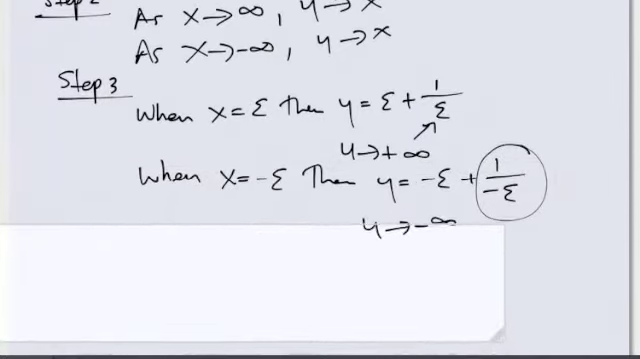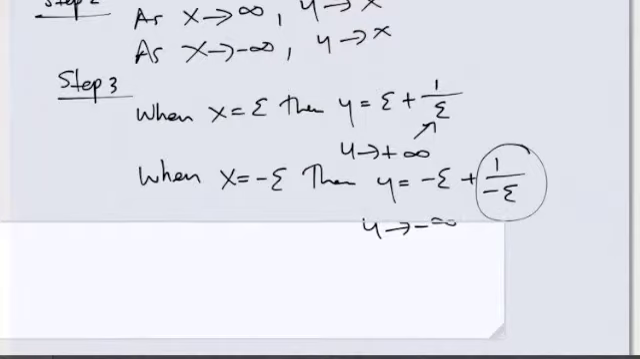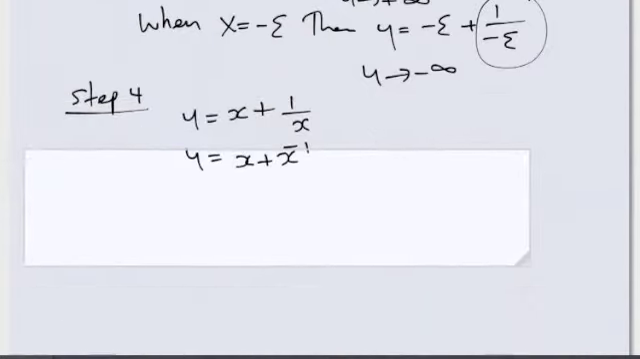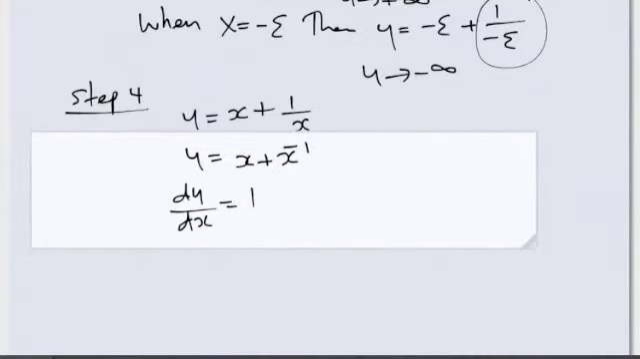So step 4, we need to determine stationary points. We have y equal to x plus 1 on x. We can write y in a more convenient form for differentiation by writing x plus x raised to the power minus 1. So let's differentiate y to obtain the stationary points. The derivative of x is 1. The derivative of x to the minus 1 is minus x raised to the power minus 2.